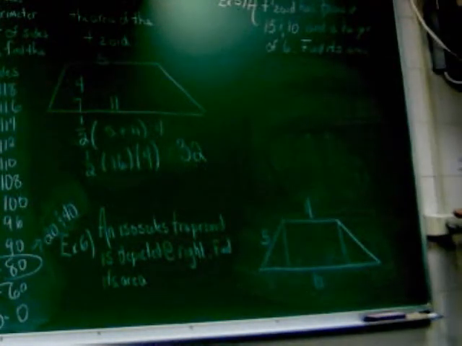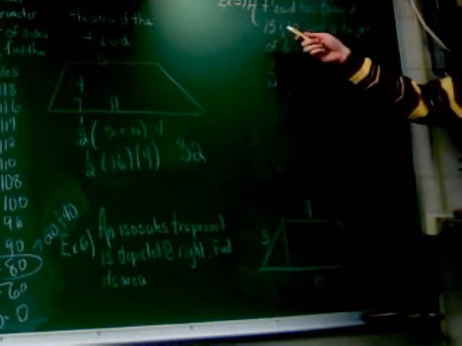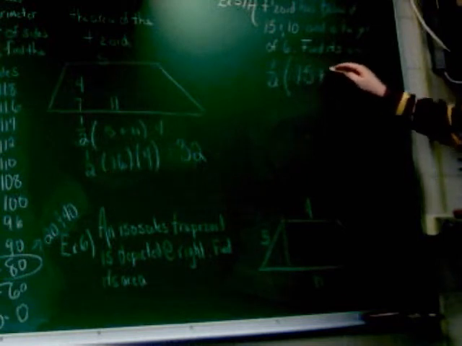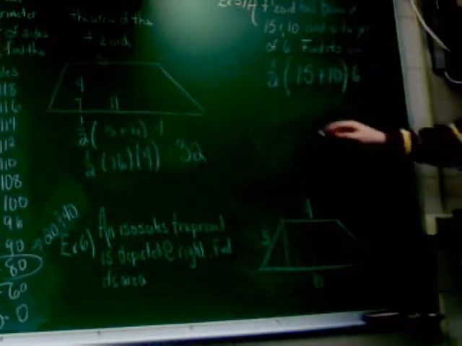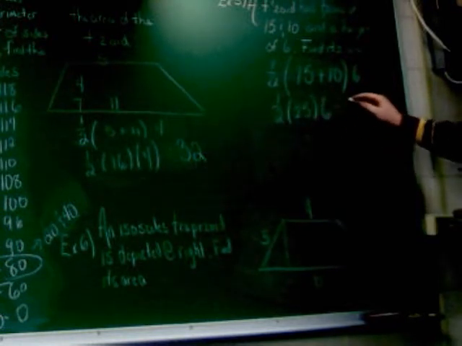Okay, to the upper right corner for example 5. Trapezoid has bases of 15 and 10 and a height of 6. Find its area. So again, you're using the formula here. 1/2 times the sum of the bases, 15 and 10, times the height, 6, or 1/2 of 25 times 6, which is 75.